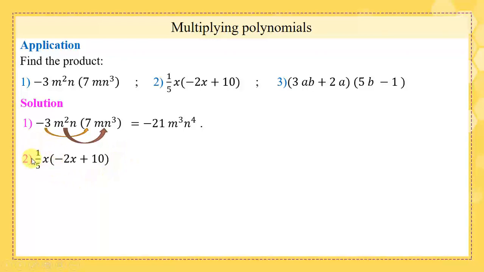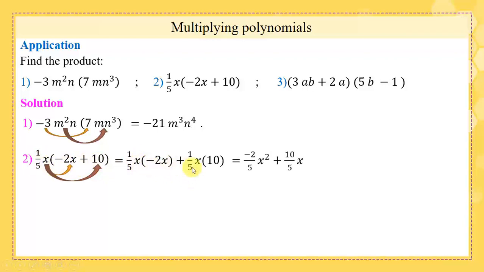Multiply a monomial 1 over 5 x by a polynomial negative 2x plus 10. We start with multiplying the monomial with the first term, 1 over 5 x times negative 2x. Then we multiply 1 over 5 x times 10. We get negative 2 over 5 x squared plus 10 over 5 x. 10 over 5 can be reduced, so we get negative 2 over 5 x squared plus 2x.